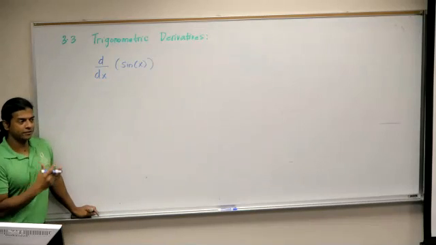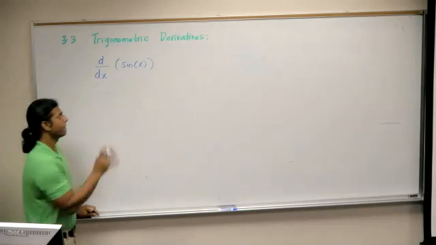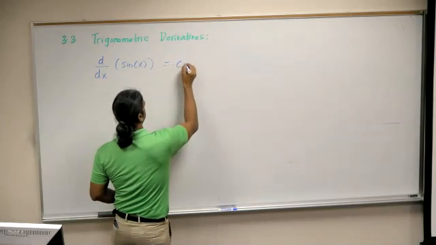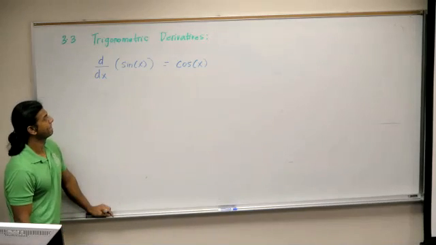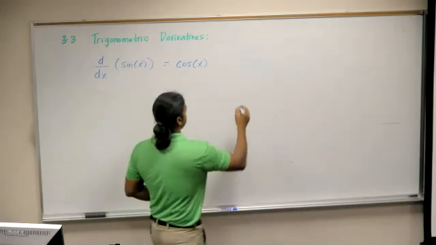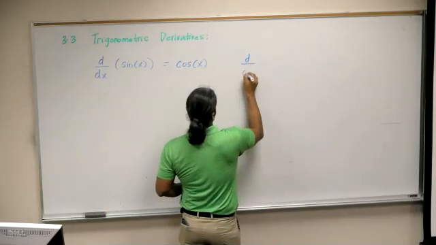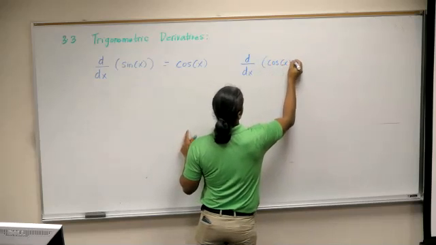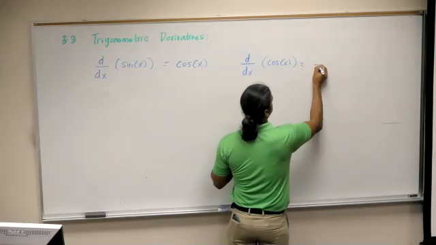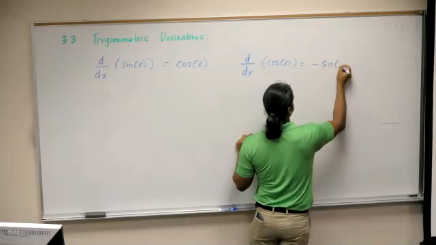So I'm going to start with the derivative of sine x, and that would equal cosine x. Really? Lovely. The derivative of cosine x would equal negative sine x.